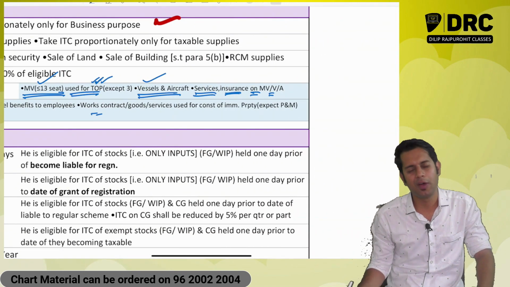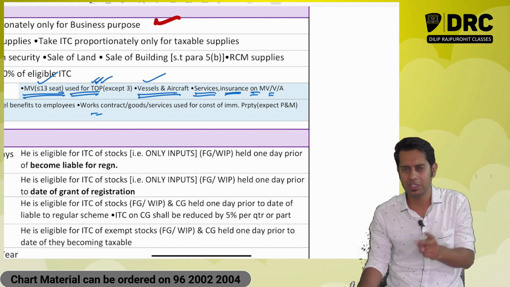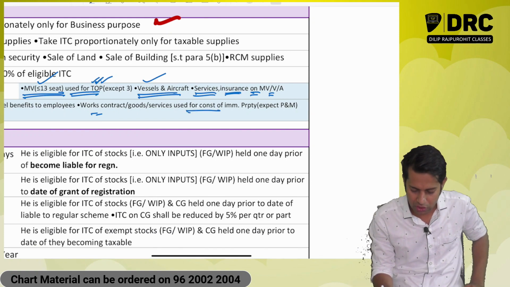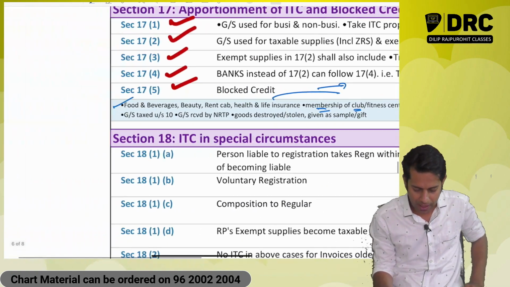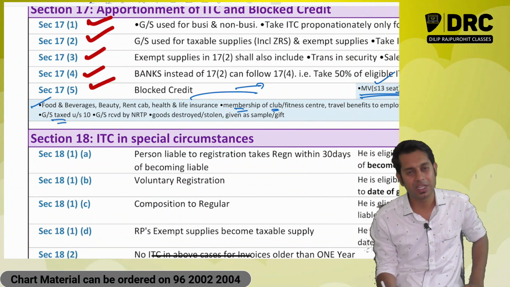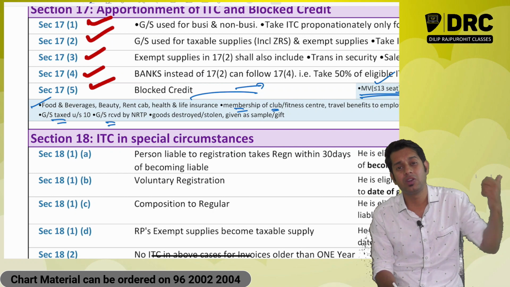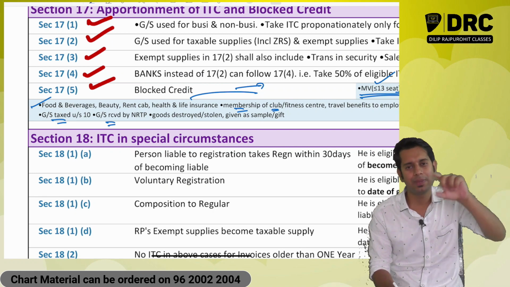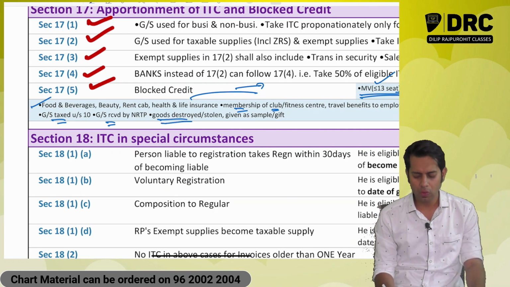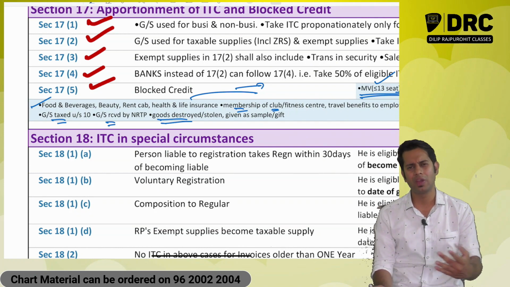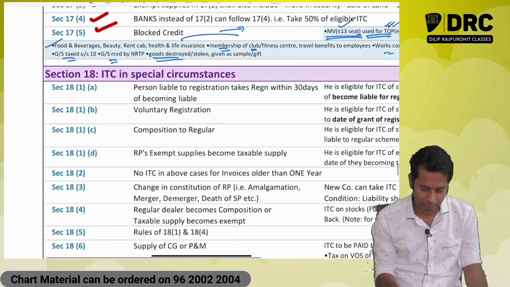ITC cannot be taken on works contract services, goods or services which are used for construction of an immovable property except plant and machinery. Goods and services which are taxed under section 10, you cannot take input tax credit. Goods and services which are received by a non-resident taxable person, except the goods which are imported by him, and goods or services which are destroyed, written off, given as free samples, etc., cannot be taken by you.